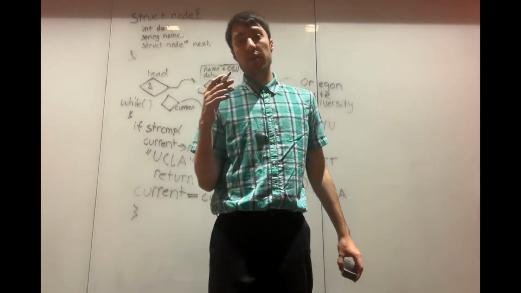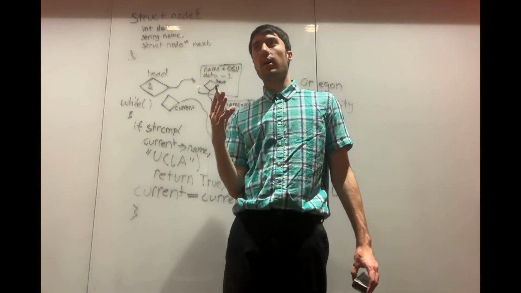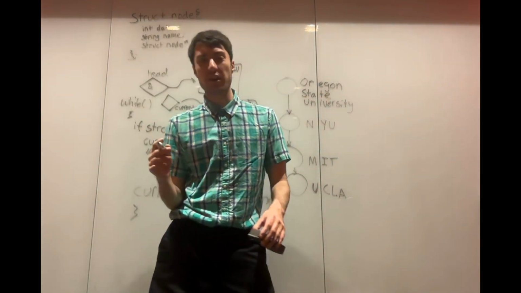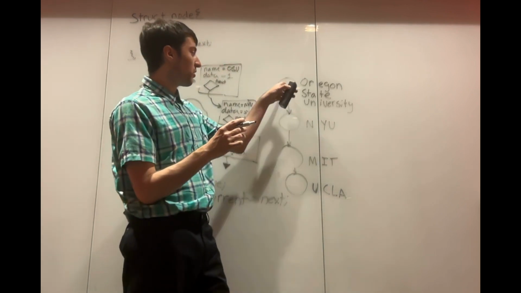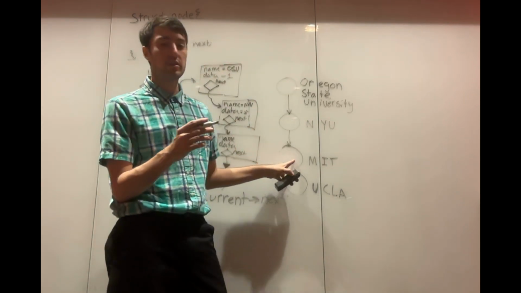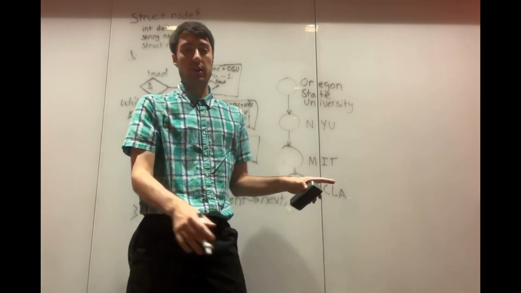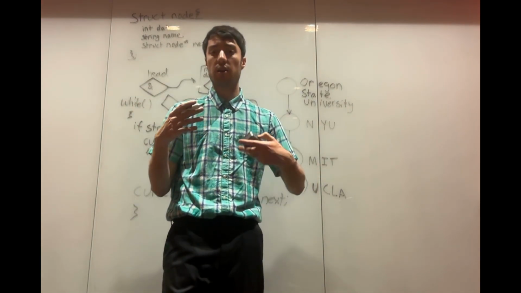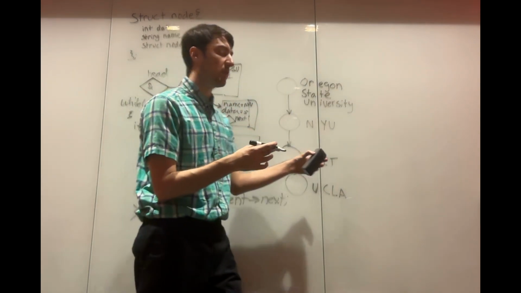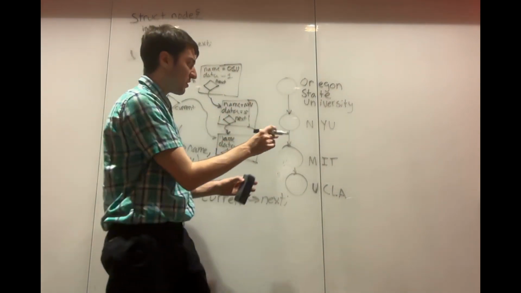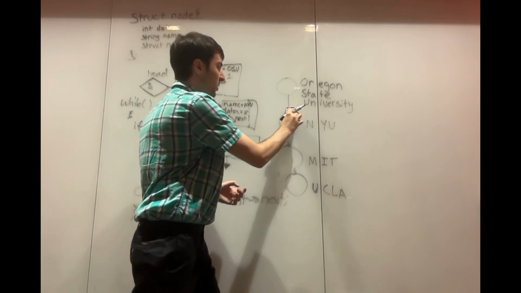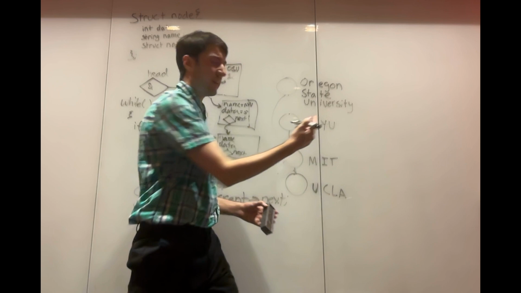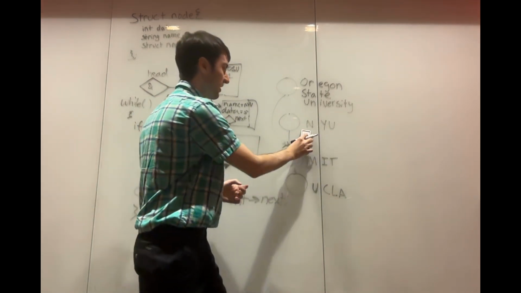In the next video, I'm going to be talking about how you manipulate the linked list. So let's say you want to take NYU out. You don't like NYU, and you just want Oregon State University to connect straight to MIT. How do you actually do that? In the next video, I'm going to go over that and talk more about the manipulations, because if you just do this, this element still exists, so you have to delete this one.